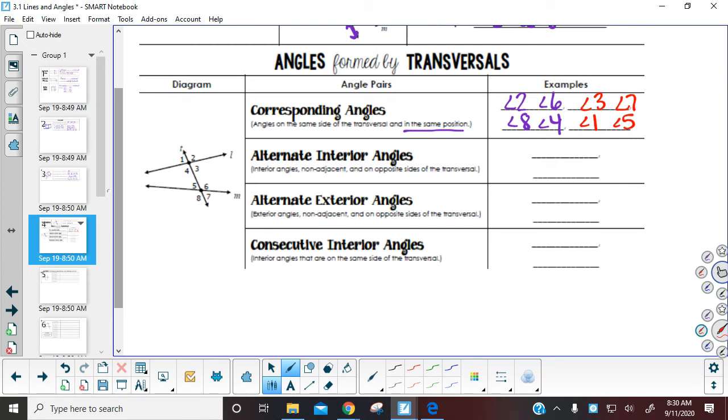Okay, and then we have these words interior. So we have interior versus exterior. So let's talk about the interior ones first. Interior means inside.